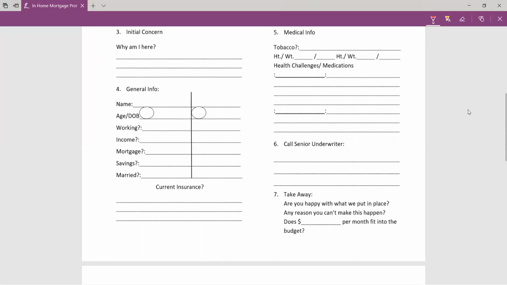So the first question is, is it working? Simple question, yes. You want to know if they're working or if they are retired. But this is also a good point to help through that bond and rapport process, to try to find another common ground or be on the same page with the actual client.